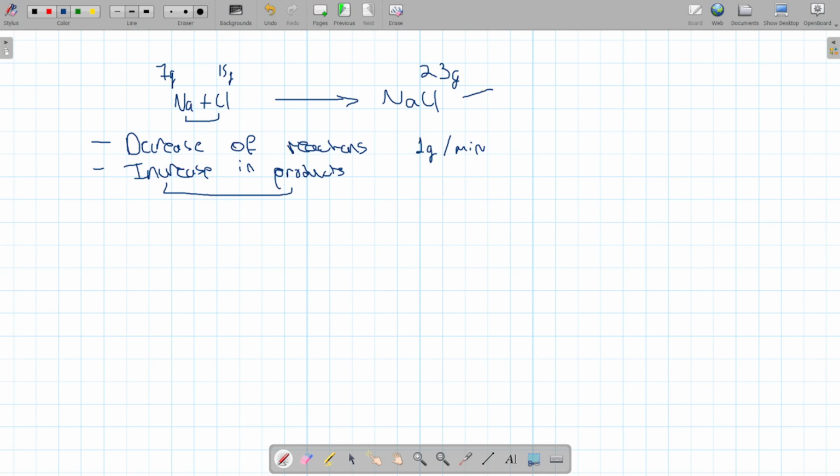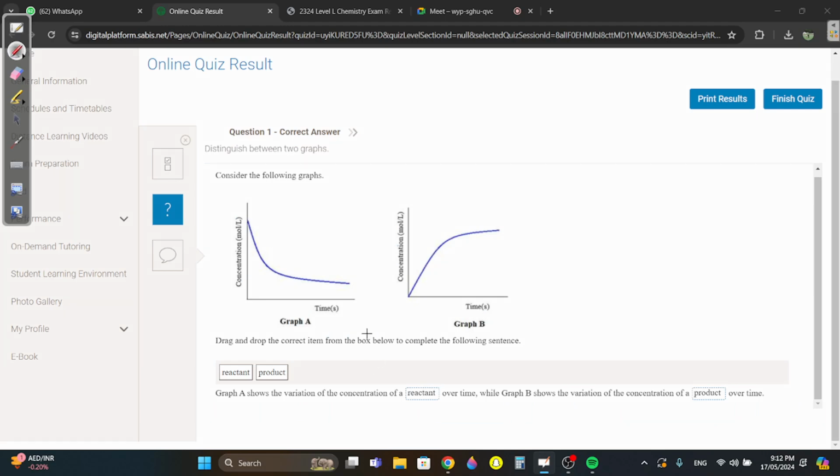How about the increase? I could also measure how much NaCl I'm getting each minute. Let's say each minute I'm gaining 1 gram of NaCl, so again that would be 1 gram per minute. This is just an example. So you can measure either the decrease of the reactants or the increase in the products. We have two graphs. One shows the reactants, one shows the products, and this is concentration. Obviously, the one decreasing will be the reactants, so graph A will be the reactant, and the one increasing will be the product.